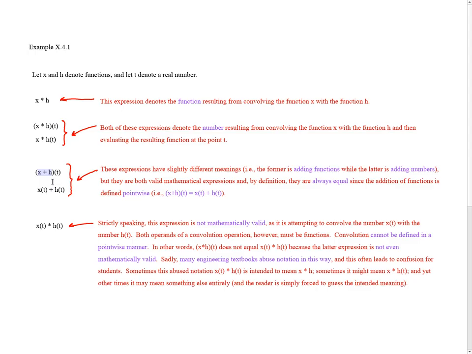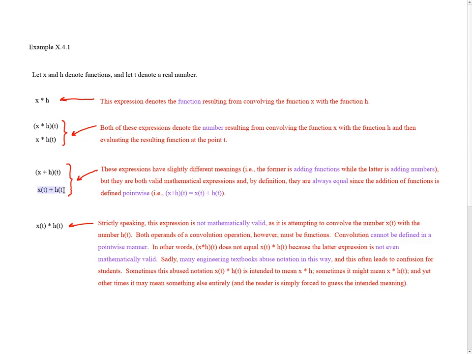Now, because x plus h is a function, we can evaluate it at a point. So what we're doing here is taking the result of x plus h, which is a function, and evaluating it at the point t. So overall, this whole expression denotes a number. It's the number that you get when you first calculate the function denoted by x plus h, and then you evaluate that function at the point t.